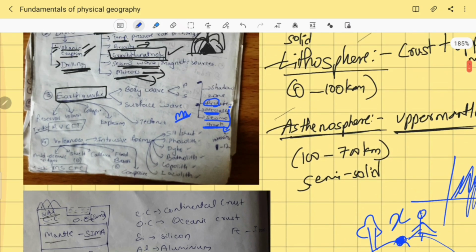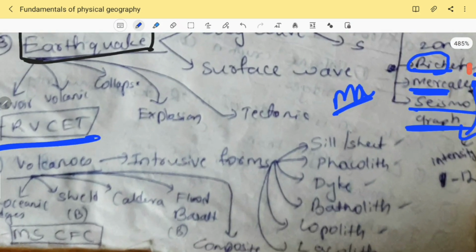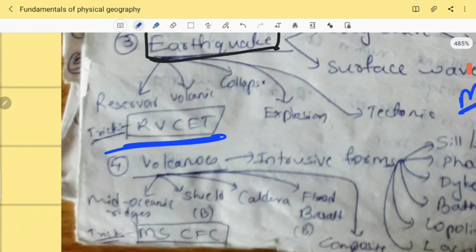And one more thing about the earthquake: there are different types of earthquakes. I remember it by a mnemonic called RVCET. You can remember it too. RV is a college in Bangalore, and to get admission into that college, what do we write? CET is the exam. So it's just RVCET. You can remember it that way, or in whatever way you wish to.